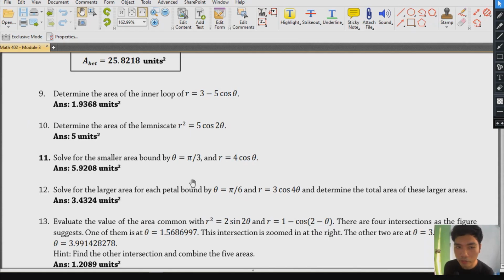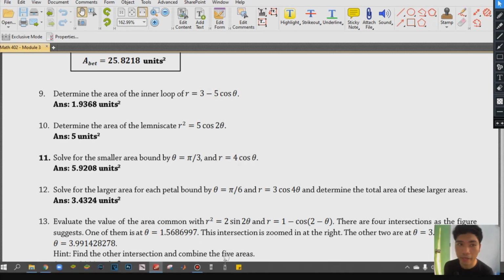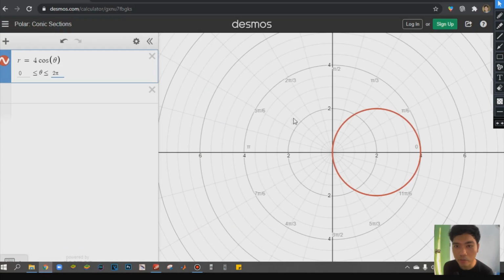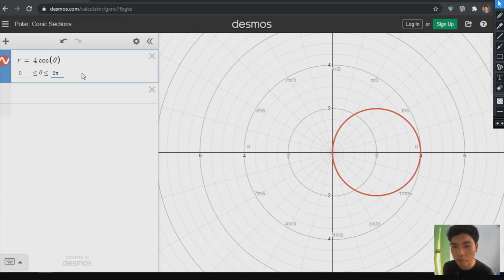Now we go back to number 11, and in this case, we need to solve for the smaller area bounded by pi over 3 and r is equal to 4 cosine theta. So if you go back to your Desmos, and this is the proper graph of the 4 cosine theta. But yung pi over 3, hindi kasi natin siya kayang graph dito kasi wala siyang function for that. Pero pwede naman natin siyang i-trace na lang dito. So makikita nyo dito, meron tayong 0, pi over 6, pi over 2, and this is your pi over 3.